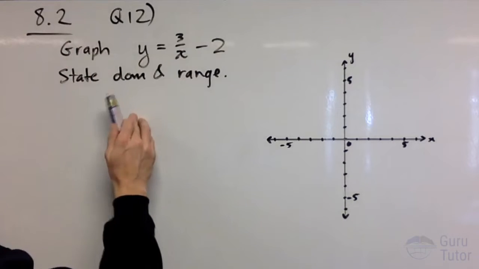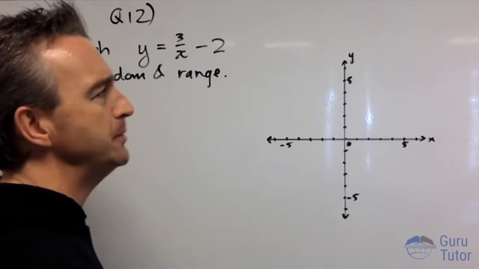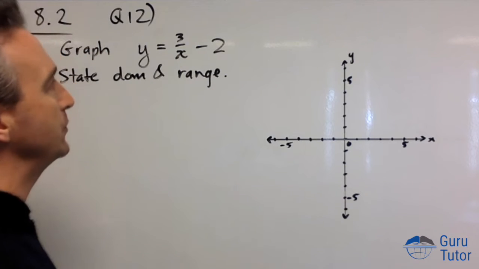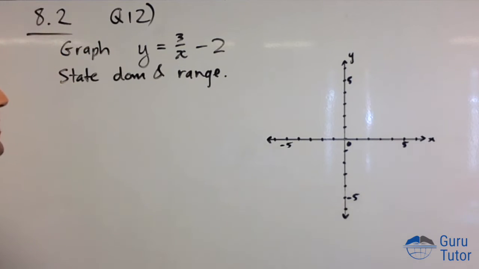Okay, so we're graphing this, and we're going to ask for the domain and range. Remember we did long division? When it looks like this, the long division's already been done for you. So this was probably something else before that.